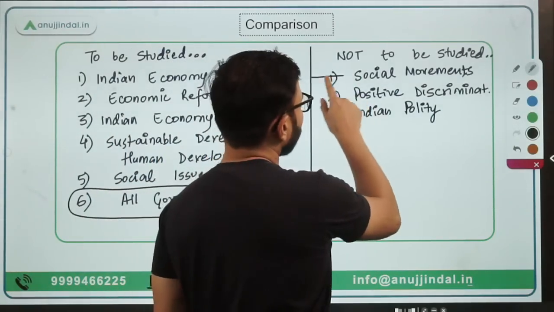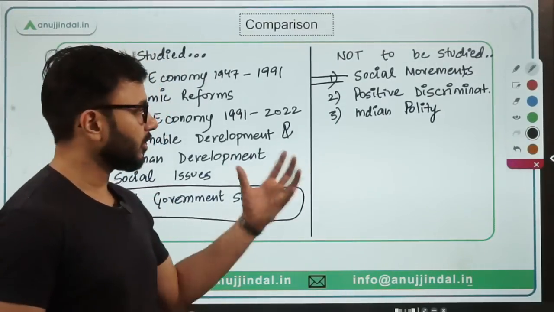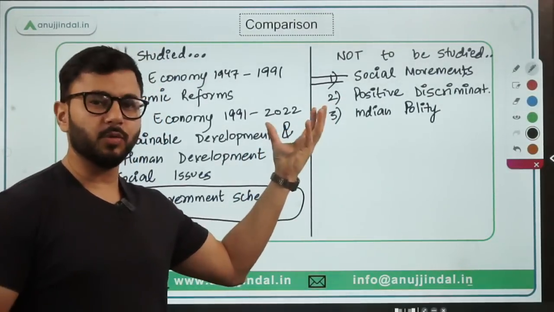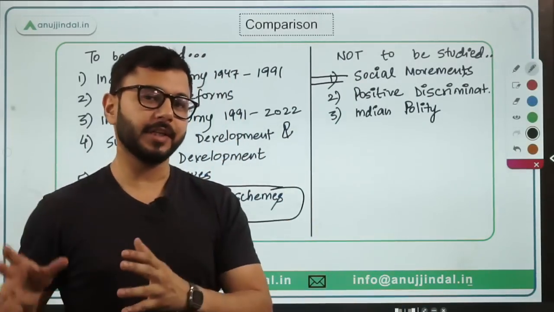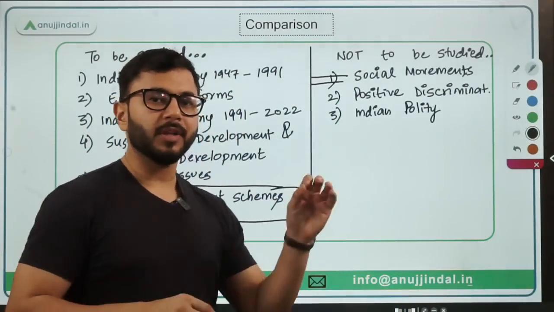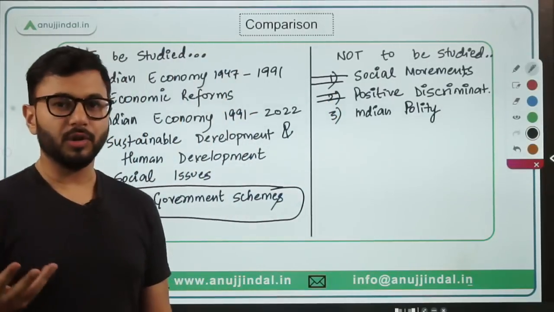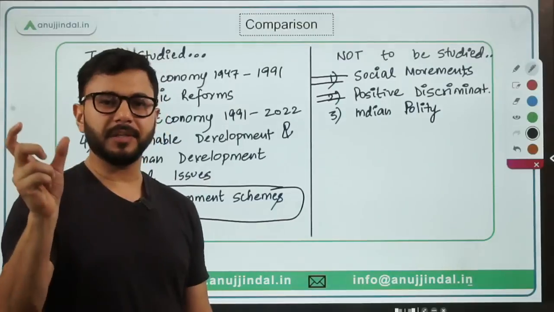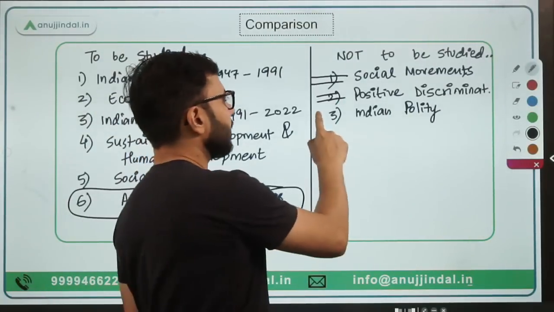Number one, social movements. We've studied a lot of social movements. There used to be a lot of questions, but this is something which stands alone, which is not directly connected with everything else that happens in the Indian economy. So you can skip it. Positive discrimination, reservation policy of India, a very specific topic that stands in silo, that stands alone. Therefore, you can skip it.